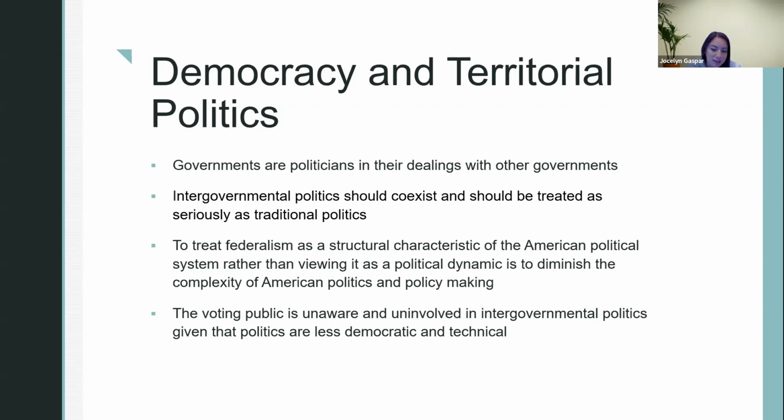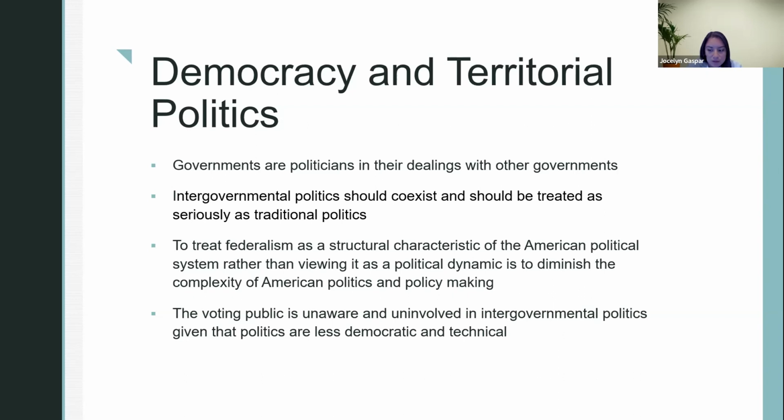And she does recognize that the voting public is generally unaware and uninvolved in intergovernmental politics, given that it's less democratic and it's very technical compared to traditional politics. And because they are less democratic and pretty technical, they do not really interest the general public or constituents. So she uses the example of revenue bonds as something that occurs throughout government, but the public isn't really interested in it.